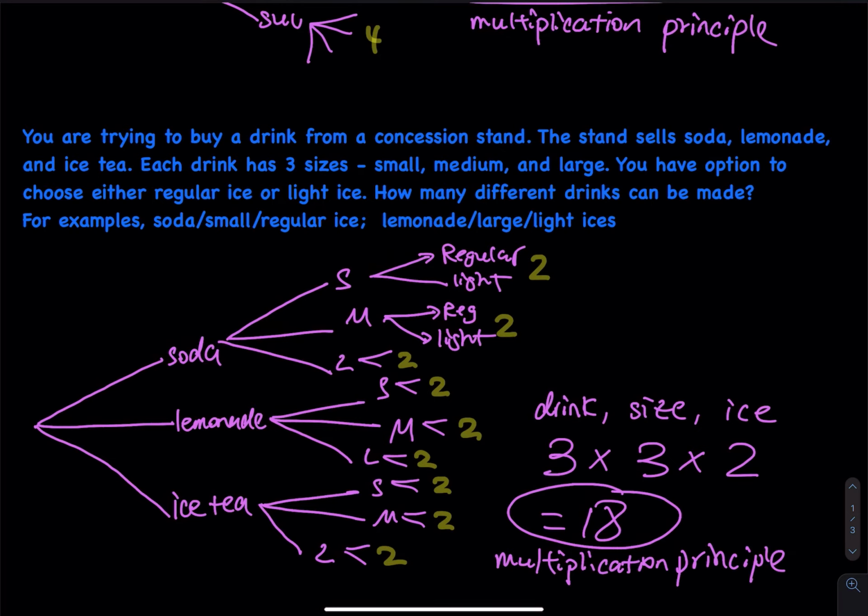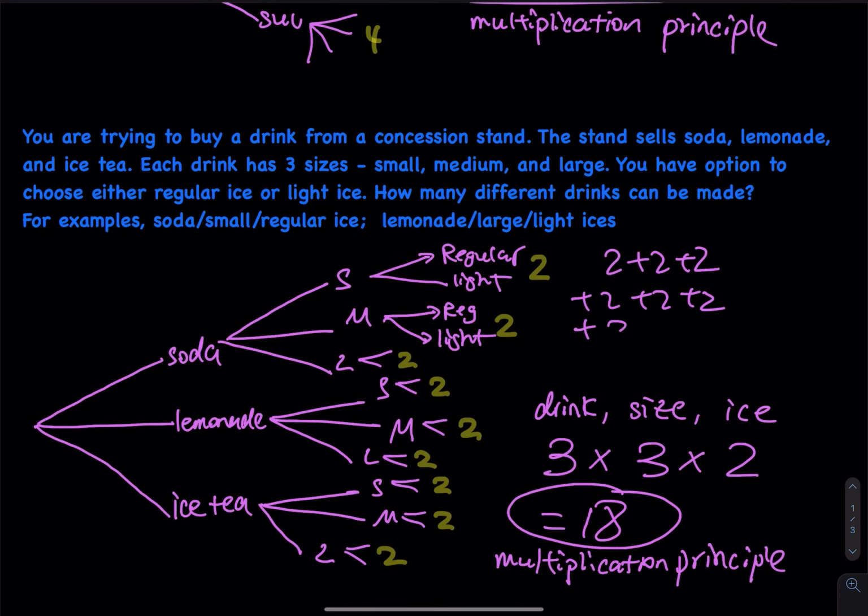And then what about the tree diagram? If you want to do the tree diagram, you will do the adding, right? So 2 plus 2 plus 2, and then plus 2 plus 2 plus 2. So the first 3 copies of 2 are for soda. And then the second 3 copies of 2 are for lemonade. And then the last 3 copies of 2 are for iced tea.